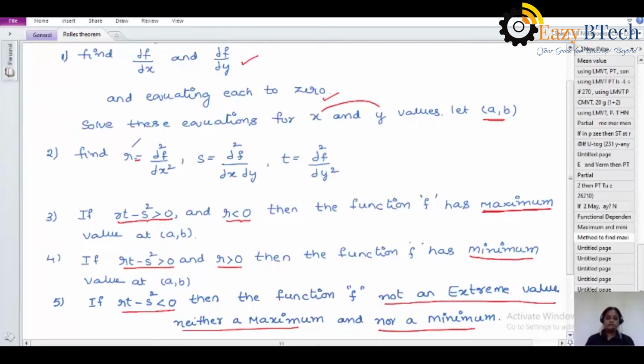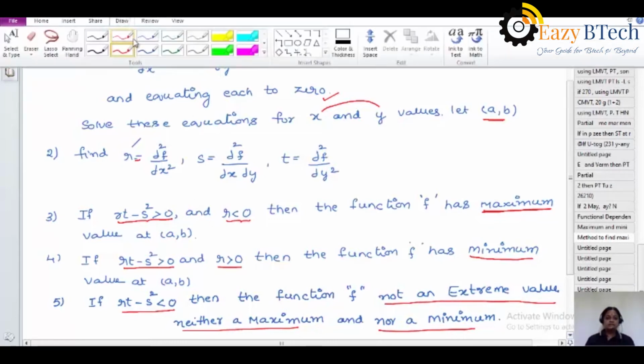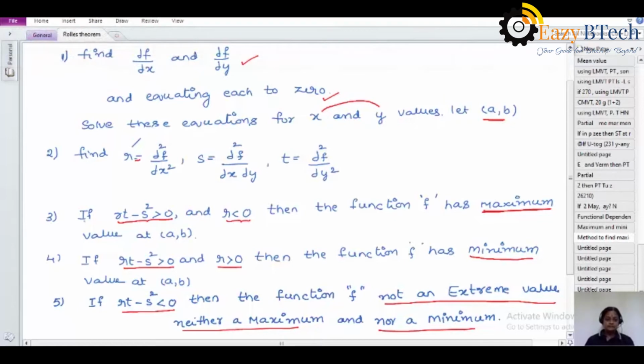So one thing you have to remember here students, when the function will be maximum and when the function will be minimum. See here in third condition also rt minus s square is greater than 0, and in fourth condition also rt minus s square greater than 0. So for both, that means for maximum and for minimum, rt minus s square value is greater than 0, okay. And in maximum condition r is less than 0, and in minimum condition r is greater than 0.